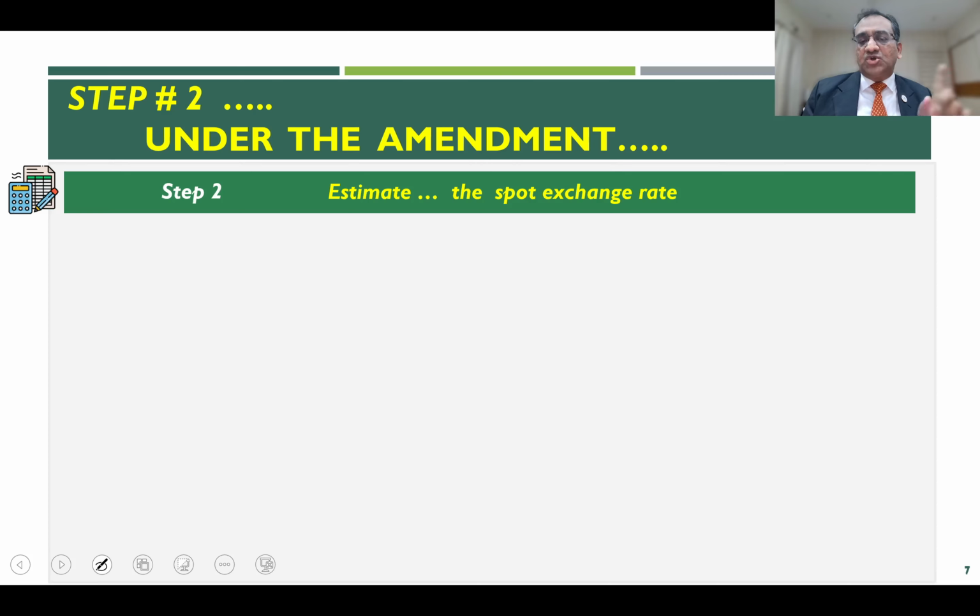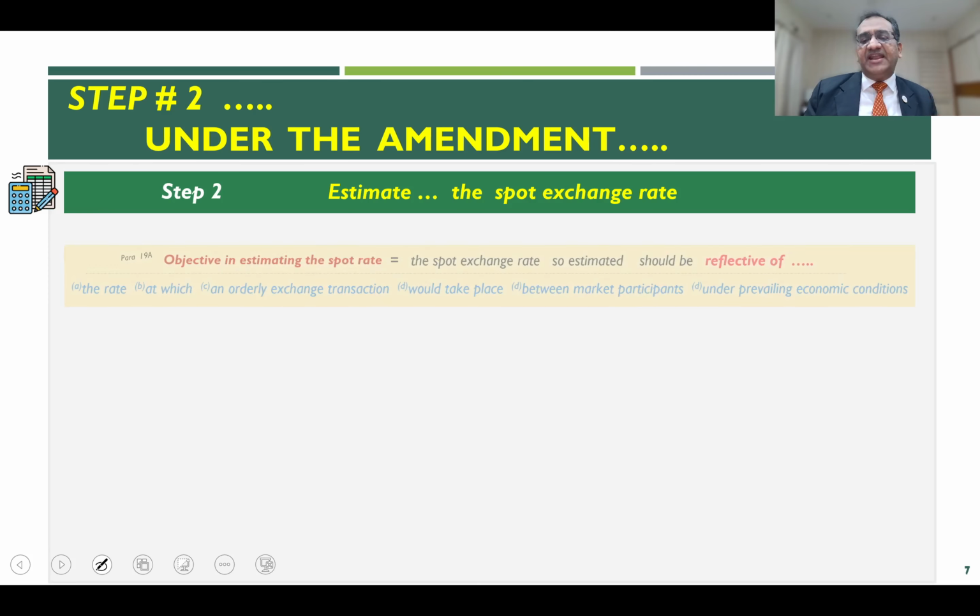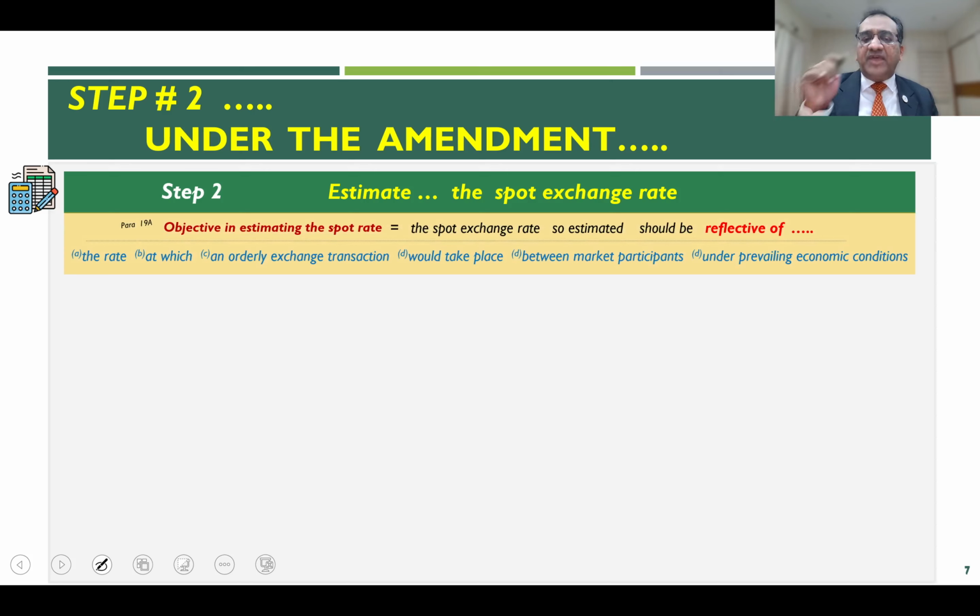2 mechanics, 2 methodologies, as we saw on the last slide, is what is given. But before we deep dive into the methodology, what I referenced to you, paragraph 19A. Now this paragraph 19A stipulates what is the objective of estimating such spot exchange rate. So first, let us look at what paragraph 19A says, and then we will go into the methodology which is recommended or contemplated under the amendment.